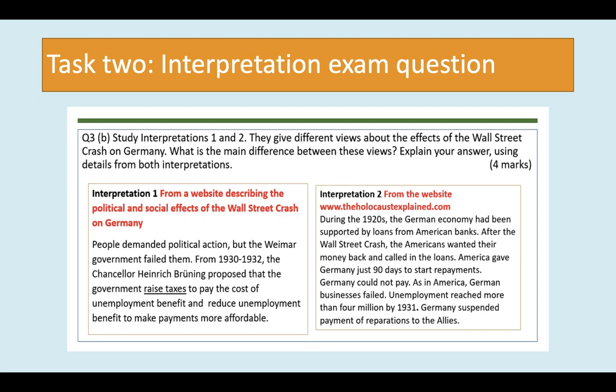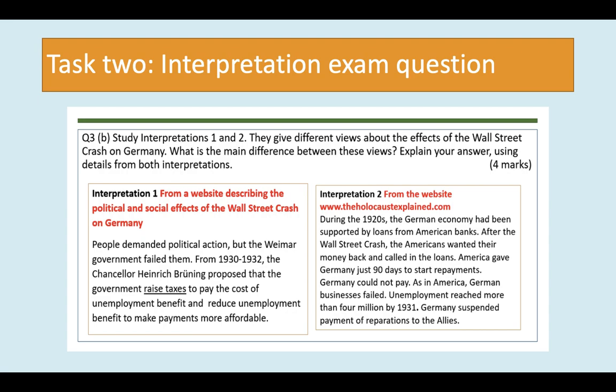It says, study interpretations 1 and 2. They give different views about the effects of the Wall Street crash on Germany. What is the main difference between these views? Explain your answer using details from both interpretations, and I'll read them both out to you. Interpretation 1 is from a website describing the political and social effects of the Wall Street crash on Germany, and it says, people demanded political action, but the Weimar government failed them. From 1930 to 32, the Chancellor Heinrich Brüning proposed that the government raise taxes to pay the cost of unemployment benefit and reduce unemployment benefit to make payments more affordable.